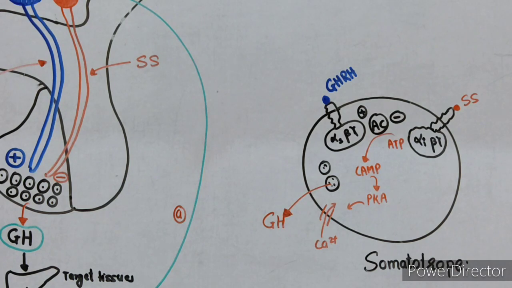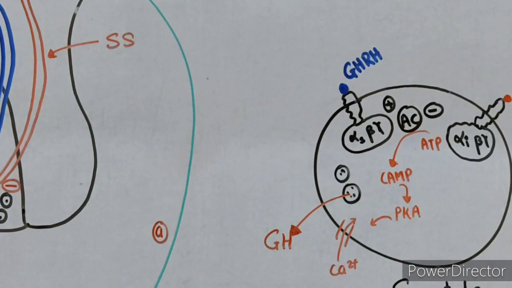cAMP will activate protein kinase A. Protein kinase A will cause increased influx of calcium into the somatotroph. When intracellular calcium concentration increases, then preformed growth hormone will be released from somatotrophs.